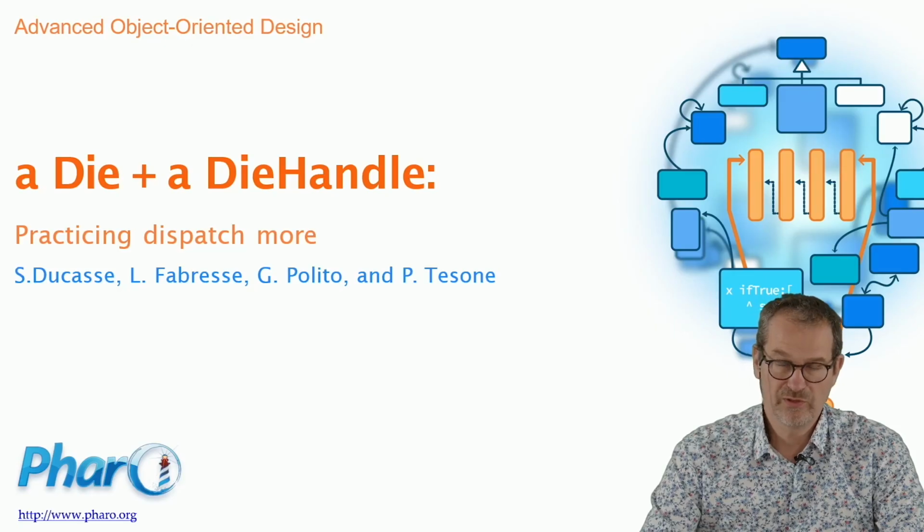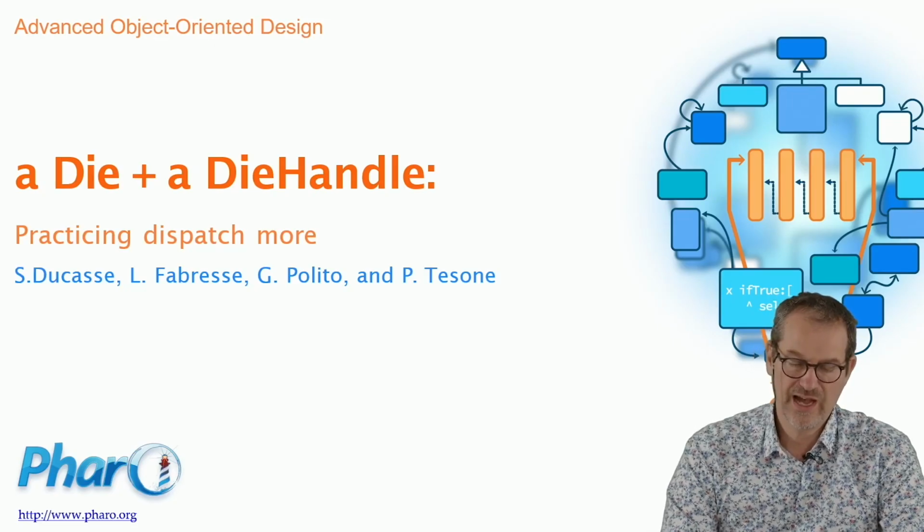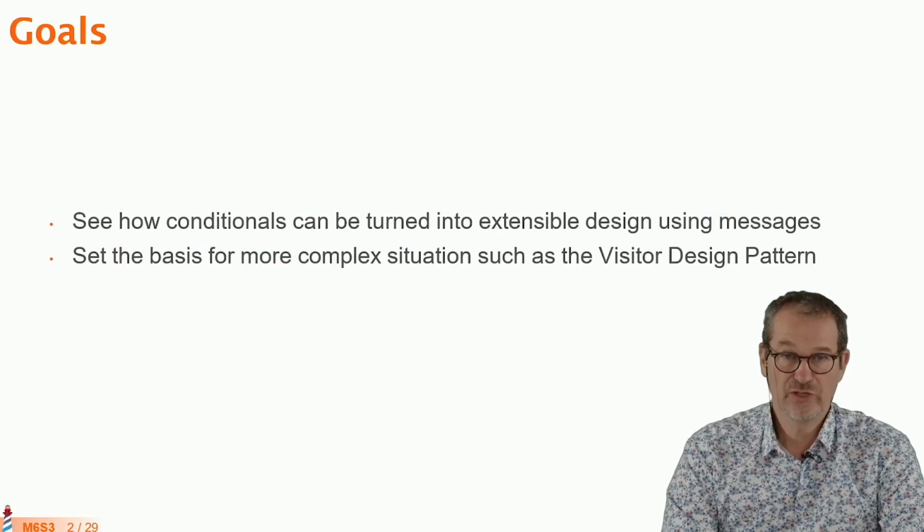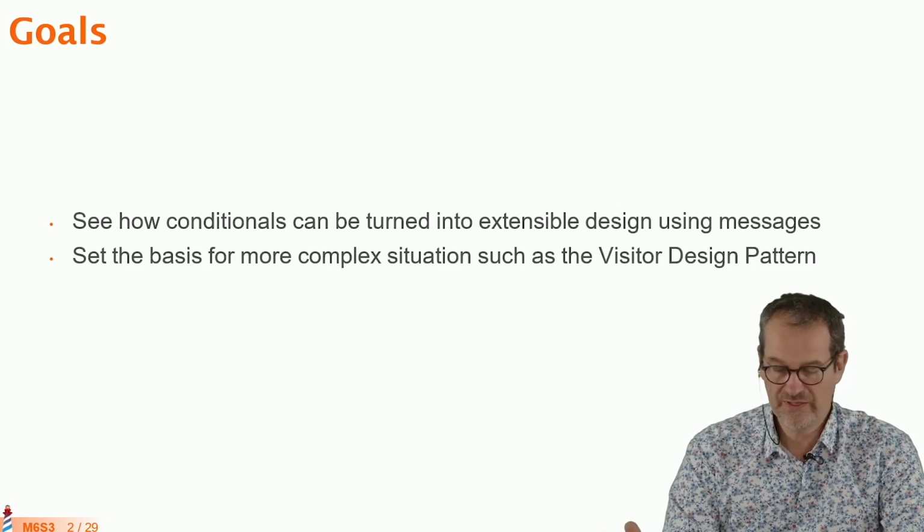This is a complement to the previous lecture on stone, paper, scissors. Here we will see how we can add a die and DieHandle. So the goal of the lecture is to show how conditionals can be turned into an extensible design using messages and double dispatch. This is typically the case for a more complex situation with the visitor pattern.